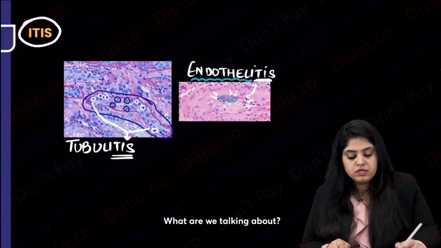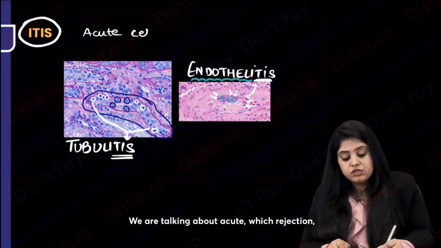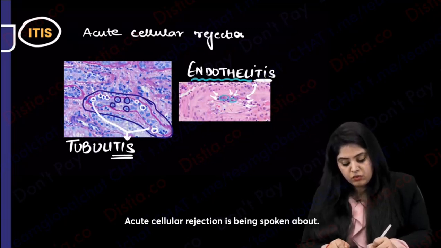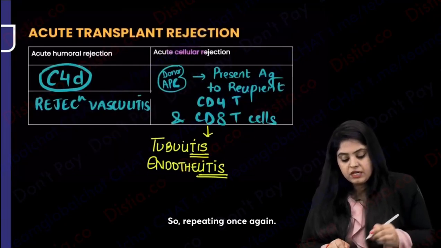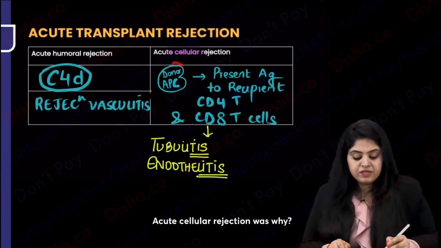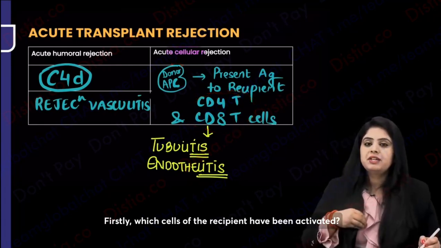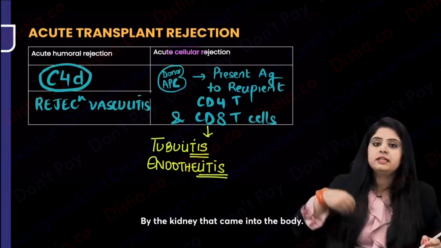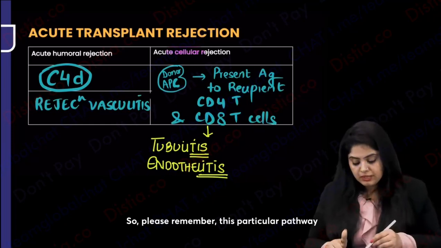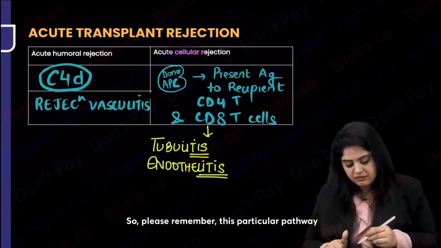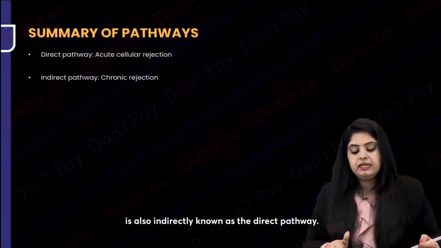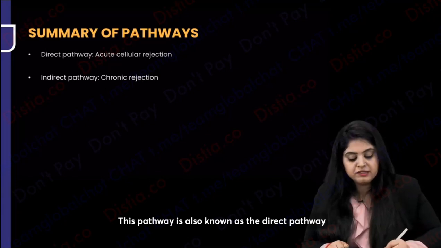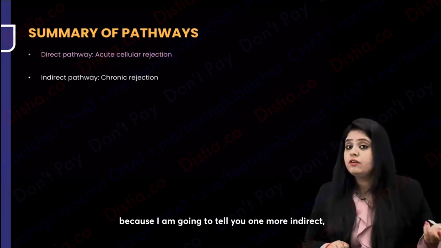What are we talking about? We are talking about which rejection? If lots of lymphocytes are there, acute cellular rejection is being spoken about. So repeating once again, in acute cellular rejection, which cells of the recipient have been activated? Both CD4 and CD8 have been activated. By whom? By the kidney that came into the body. So please remember, this particular pathway is also known as the direct pathway, because I'm going to tell you one more, the indirect.